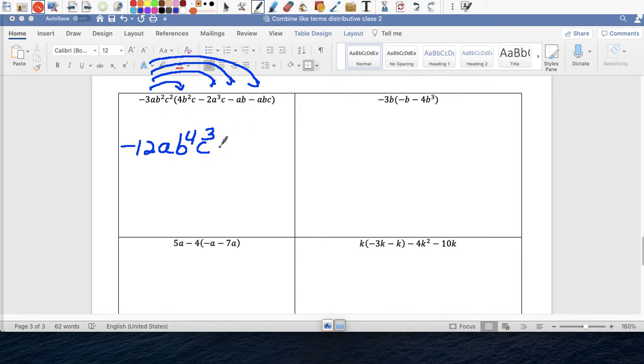Negative times a negative is a positive. Coefficient 3 times 2 is 6. A times a cubed is a to the fourth. There is no b, so it's only b squared. And there's a c squared times the plain c, and that's c cubed.